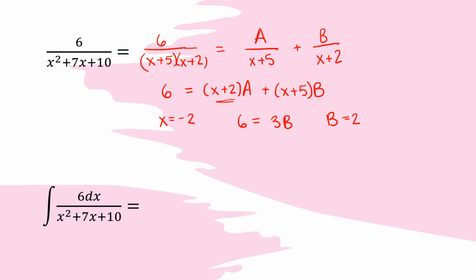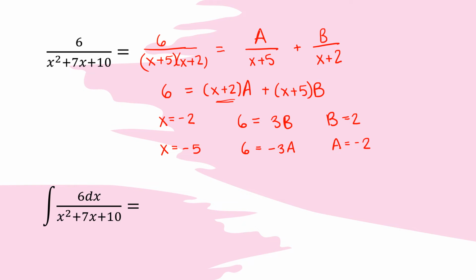Now we're going to try x is equal to negative 5. This gives us 6 is equal to negative 3a plus 0b, and a must be equal to negative 2. We're getting pairs that are opposite all the time. It doesn't always work out that way. It just seems like it does for us.